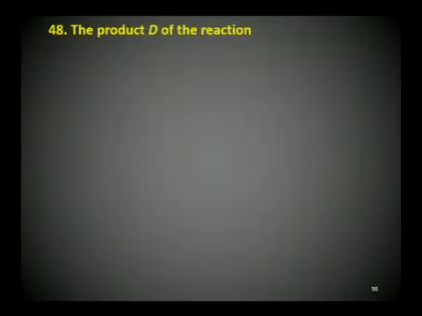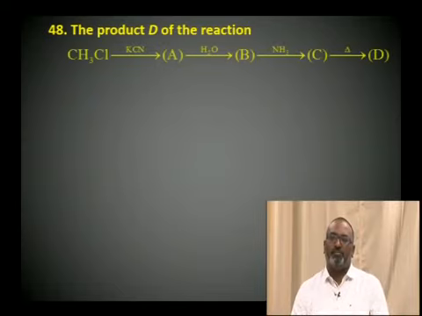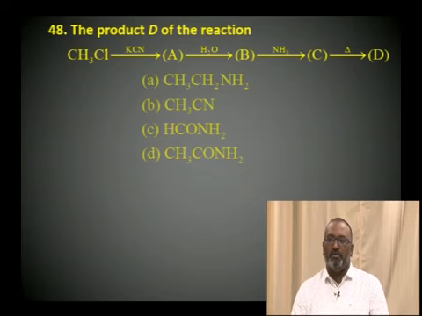Question number 48. The product D of the reaction: CH3Cl reacting with KCN produces A, reacting with water produces B, reacting with ammonia produces C, on heating produces D. They are asking us what is D. CH3CH2NH2, or CH3CN, or HCONH2, or CH3CONH2.